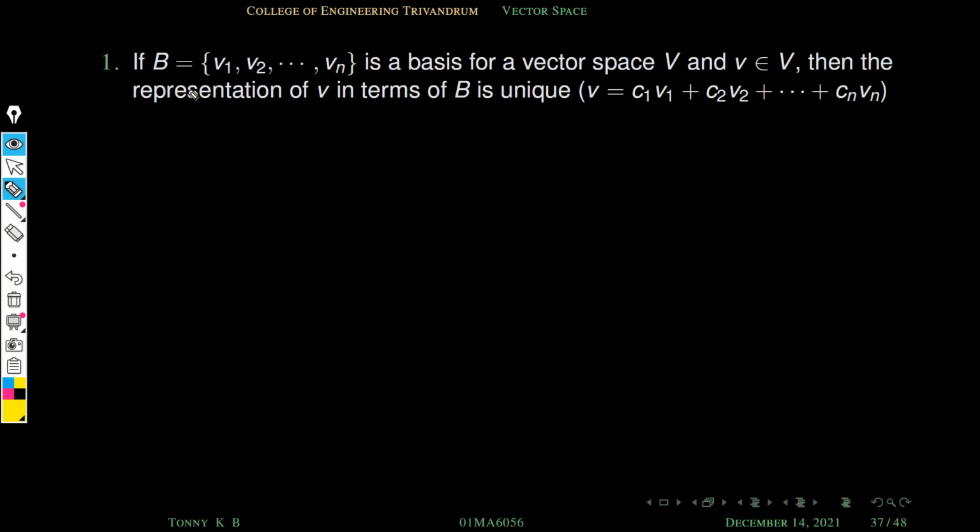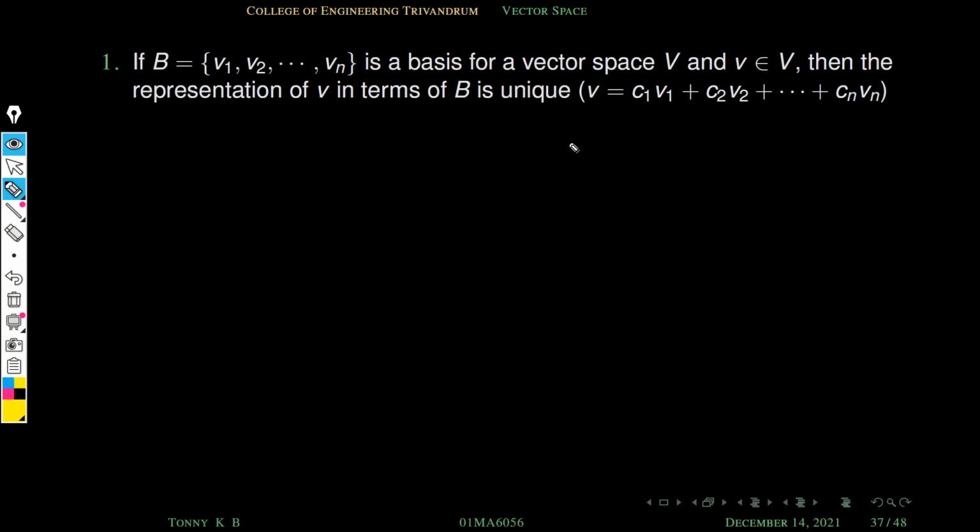Okay, another result. If B equal to {v1, v2, etc., vn} is a basis for a vector space V and v is an element of V, then the representation of v in terms of B is unique. Okay. This is a very important problem.